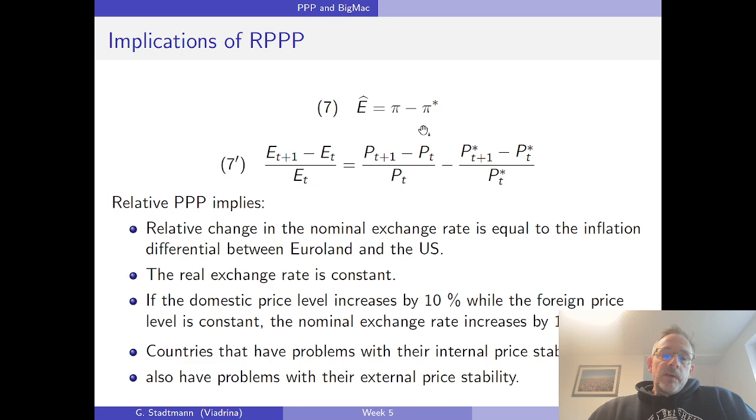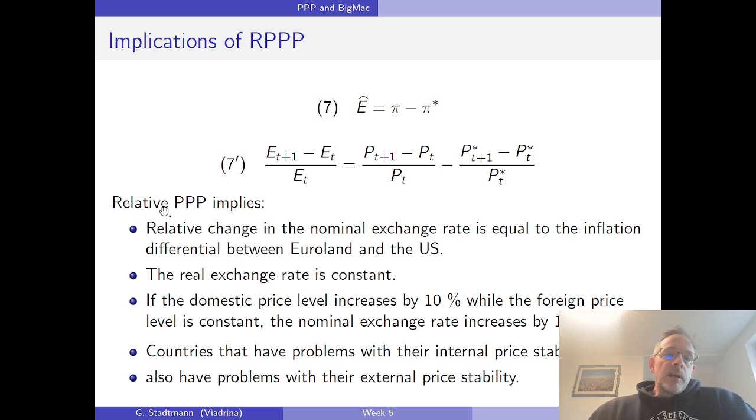So in case that this equation holds and the domestic inflation rate is at the level of 10% while the foreign price level is constant, then the nominal exchange rate will increase by 10%. We are looking at one situation where the domestic inflation rate is equal to 10% and the foreign inflation rate is equal to 0%, so that the inflation differential is 10%. And hence the exchange rate will increase by 10%. So a depreciation of the domestic currency takes place.